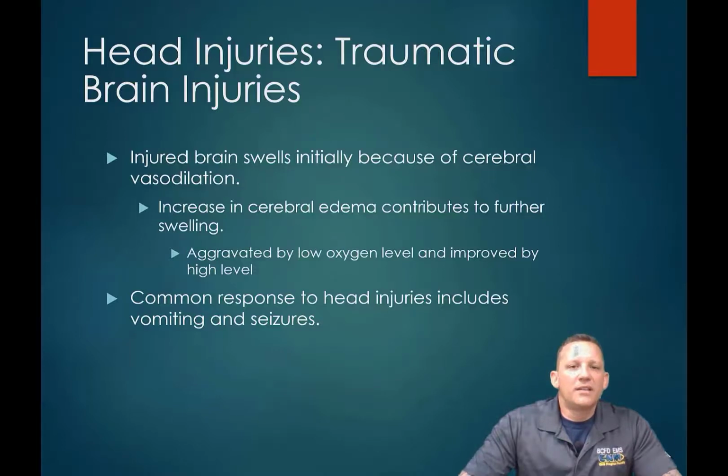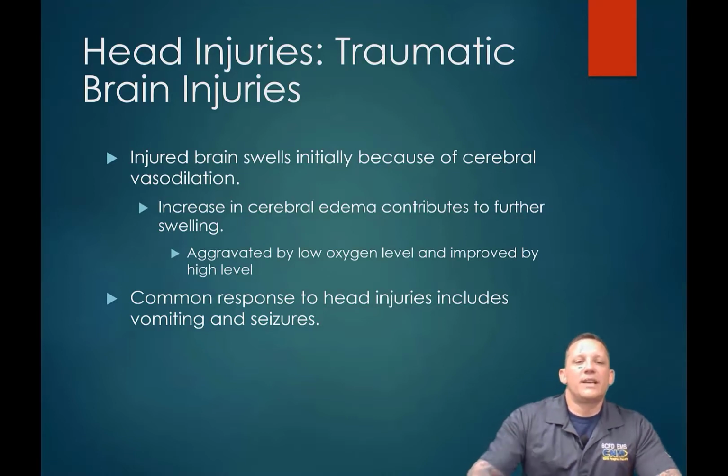In the pathophysiology of a brain injury, the swelling is initially caused by cerebral vasodilation, and this is because the brain now wants a lot of oxygen. The increase in the cerebral edema contributes to further swelling, and as this happens, we're actually impeding the ability to perfuse the brain. And so we end up with what we call an anoxic brain injury, which is a low oxygen level, and it can only be improved by high oxygen levels. So a common response to head injuries is vomiting and seizure-like activity.